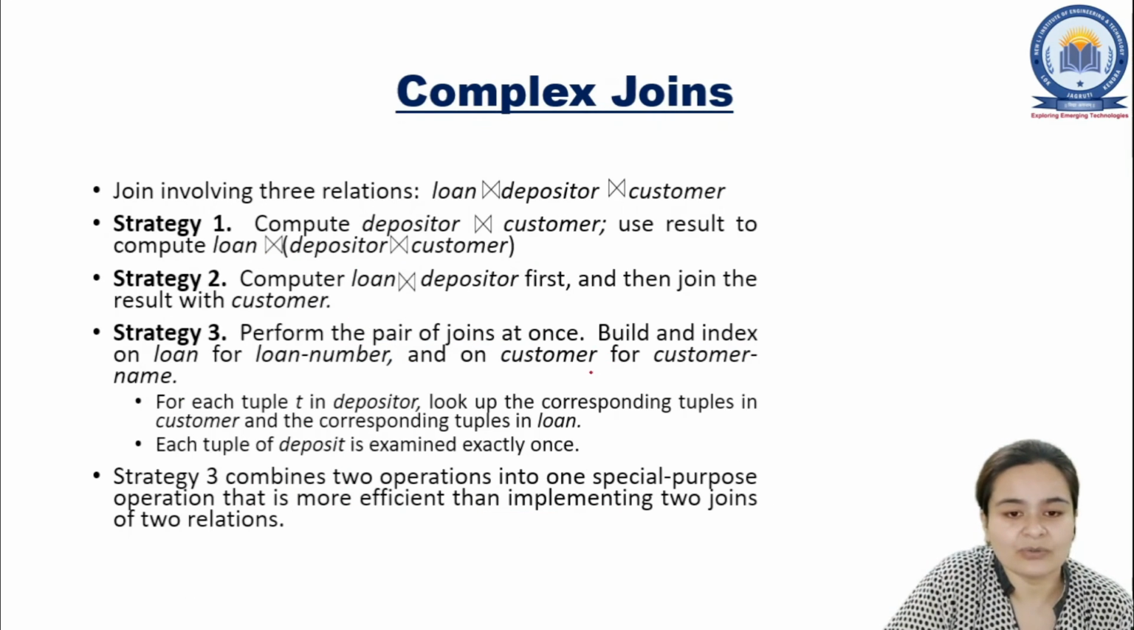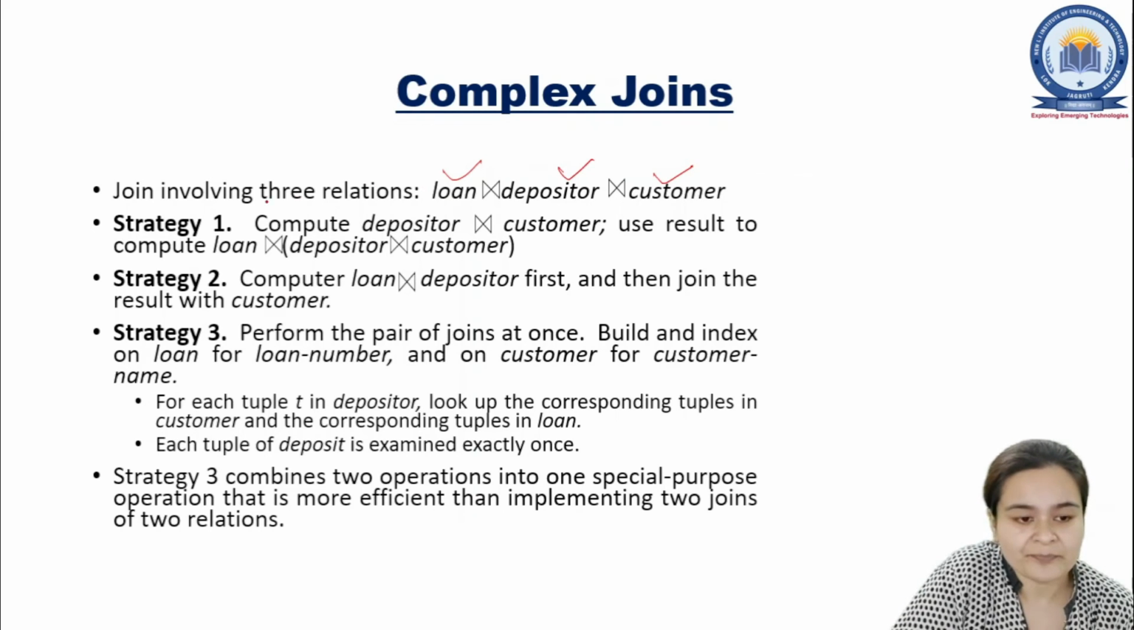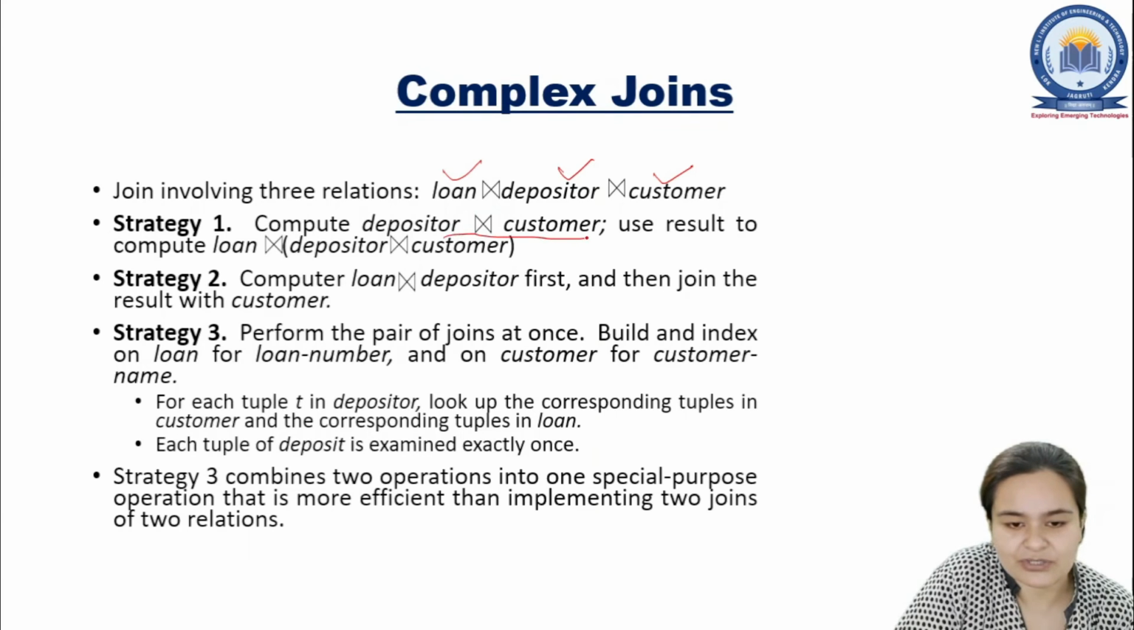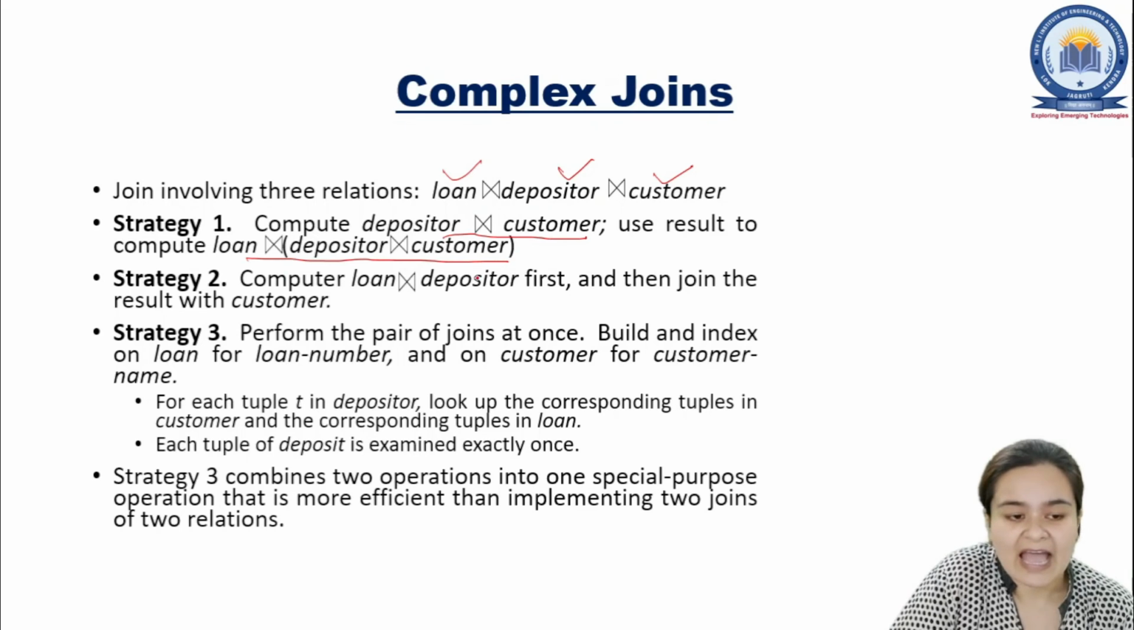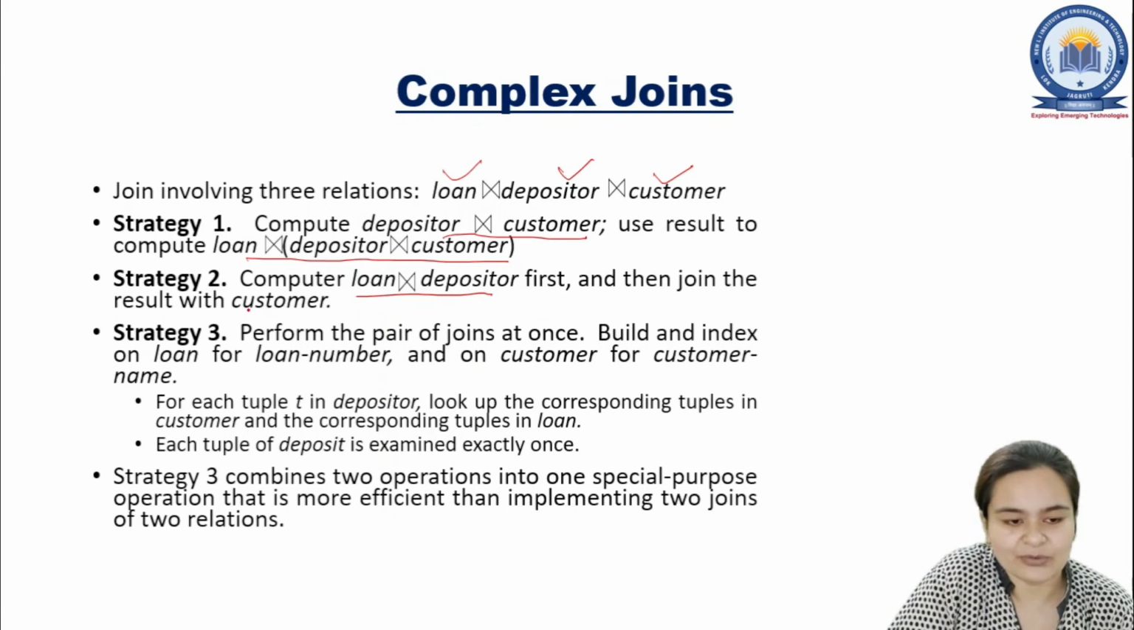Now coming to the complex join, we have a join involving three relations, suppose loan, depositor and customer. The first strategy we can follow is to compute the first two and then use the result to compute the other join. In strategy two, we can compute the other two first and then join the resultant value to the leftover relation.